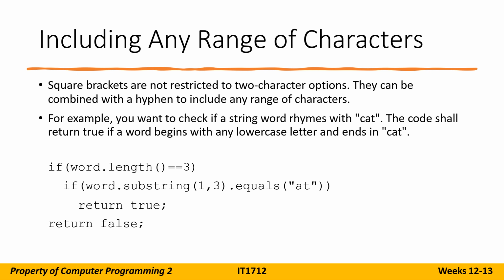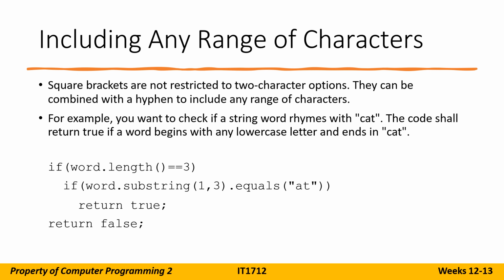The program you provided is a simple conditional statement written in Java. Here's a brief explanation of how it works. The program checks the length of the input word using the length method. If the length of the word is equal to 3, the program proceeds to the next step. Otherwise, it skips the inner conditional statement and returns false. Inside the inner conditional statement, the program uses the substring method to extract a portion of the word starting from index 1, inclusive, up to index 3, exclusive.